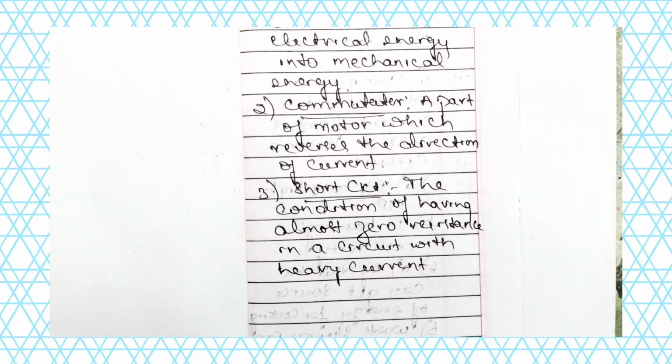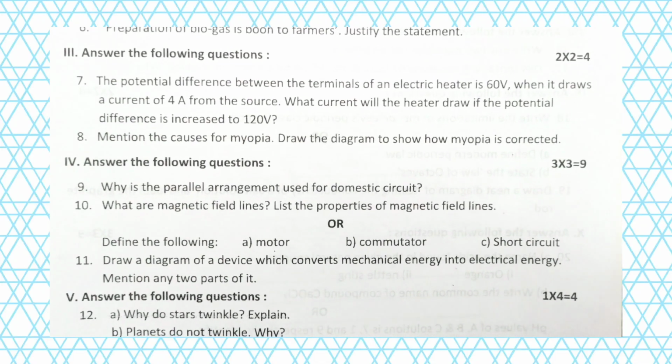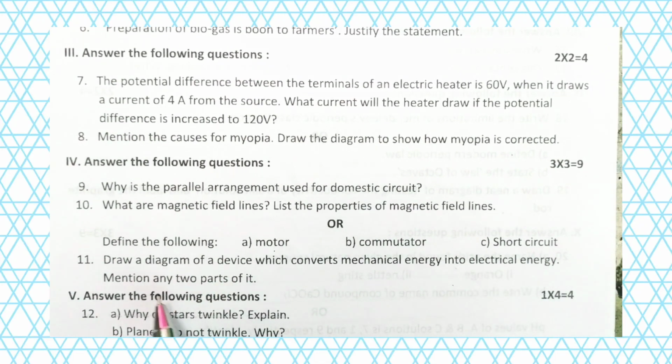So the internal choice question definitions we have finished. Now the 11th question is draw a diagram of a device which converts mechanical energy into electrical energy. That means you have to write the diagram of a generator, because here they have not directly said generator. They said a device which converts mechanical energy into electrical. Who will convert mechanical into electrical? That is the generator. You are writing the diagram of a generator, and you have to mention any two parts. You can mention any two parts.